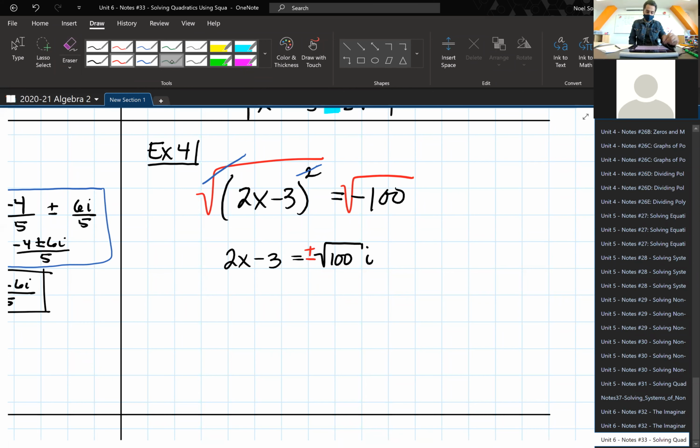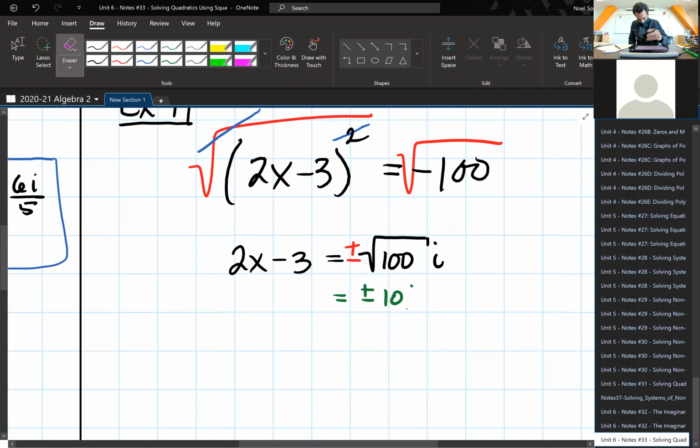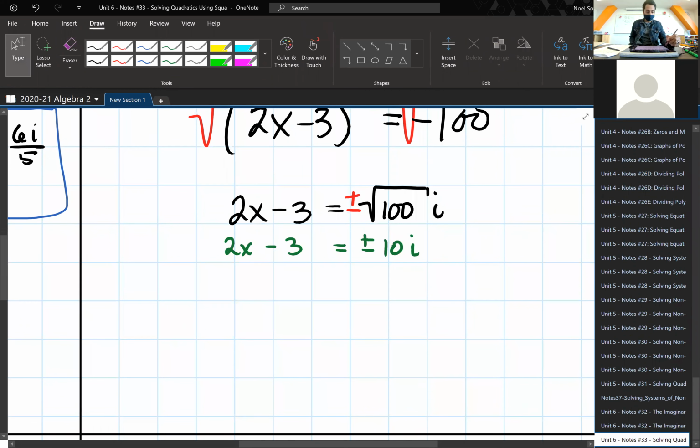And the square root of 100 is actually something that we know. So we would actually get plus or minus 10i equal to 2x minus 3. Okay, so then we need to solve for x. So we would go ahead and add 3.